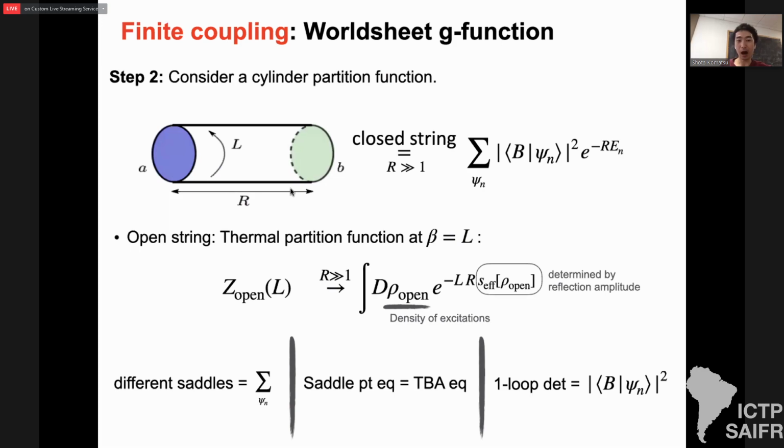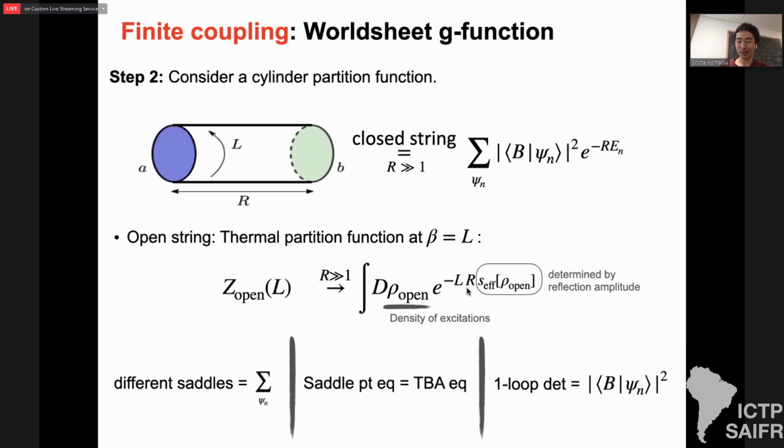And in the limit when R is very large, you can replace the sum over open string states by a path integral over the density of excitations. So this is a bit like a hydrodynamic-like representation in which you replace a state with some kind of density of particles. And in this expression, you have some effective action, and this effective action is determined by the reflection amplitude that we determined earlier, in the previous slide. What's most important here is that this effective action comes with a factor of R, and in the limit of large R, you can evaluate this path integral at the saddle points.